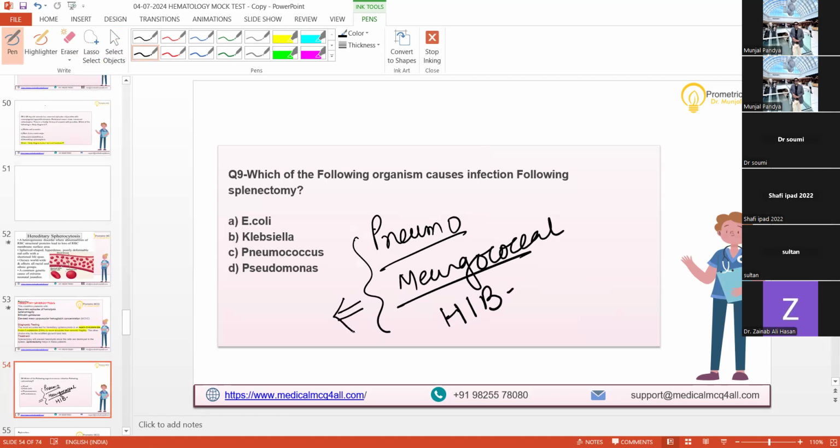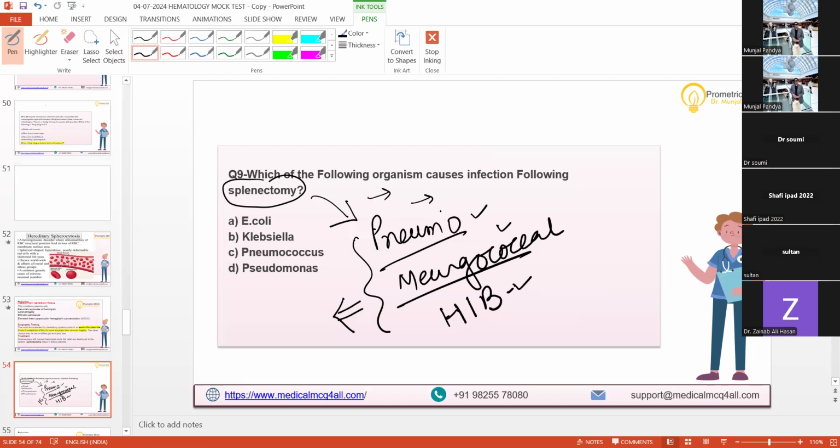When there is a splenectomy, we usually give the pneumococcal, meningococcal, and Hib vaccines before splenectomy, or in case of emergency, if you want to do a splenectomy, you can administer these vaccines after splenectomy, because in a splenectomized patient there is a very high risk of developing encapsulated organism infection, and these are the three major culprits, right? So you need to give this before or after splenectomy. If it is planned, give before.